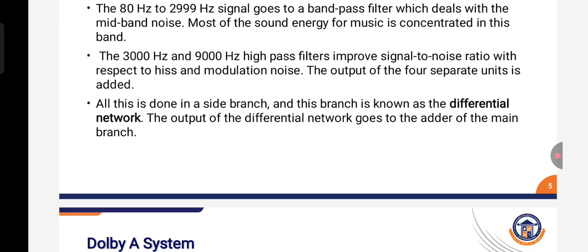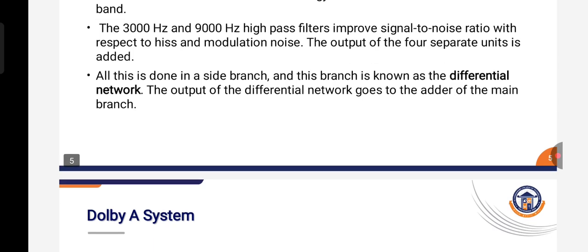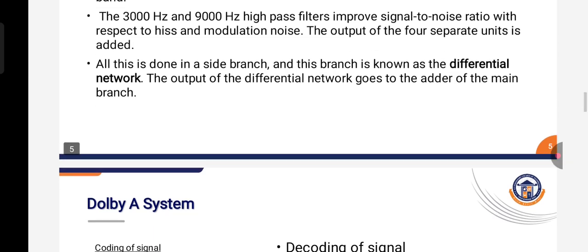So next band, 3000 Hz to 9000 Hz, goes to the high pass filter, which improves the signal to noise ratio with respect to the hiss and modulation noise. The output of the 4 separate units is added.